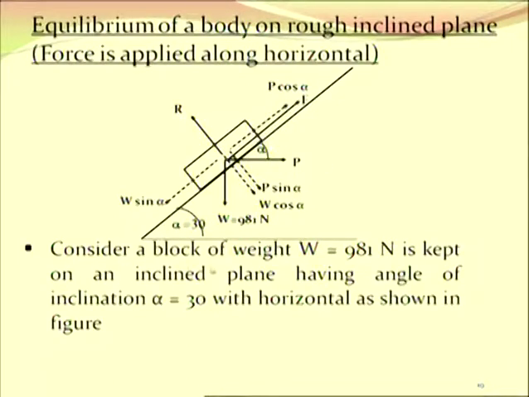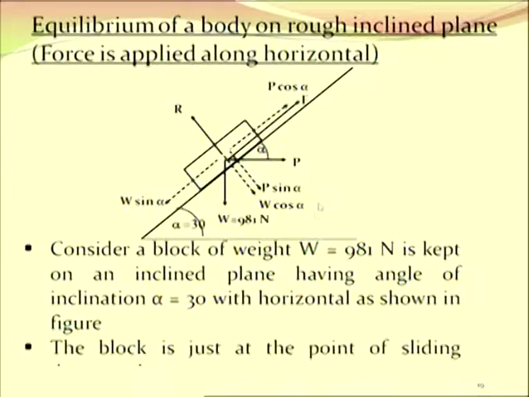Now consider a block of weight W, that is 981 Newton, kept on an inclined plane having an angle of inclination, alpha is equal to 30 degree with the horizontal as shown in figure. The block is just at the point of sliding downwards. So here we assume that this block is moving downwards under this force. If it is moving downward, then frictional force is acting up the inclination of the plane.